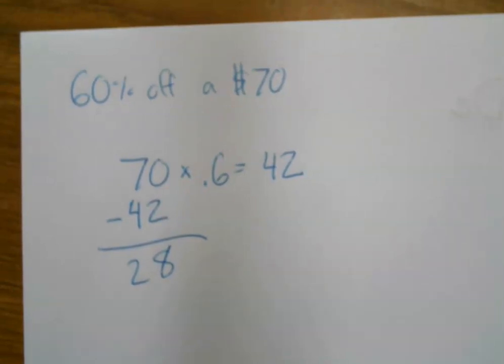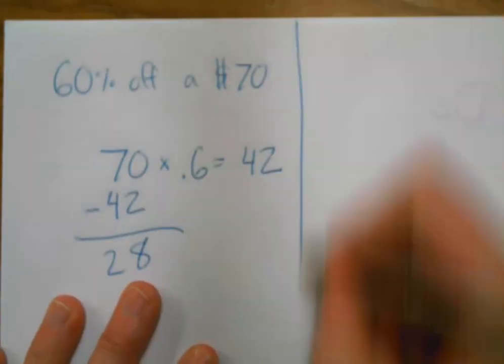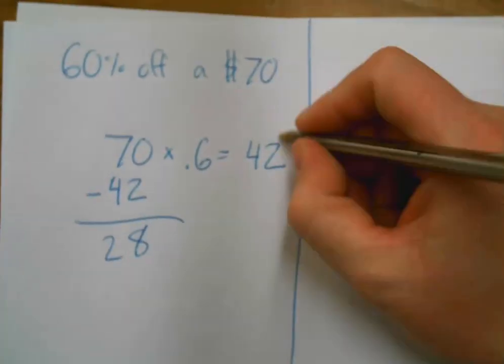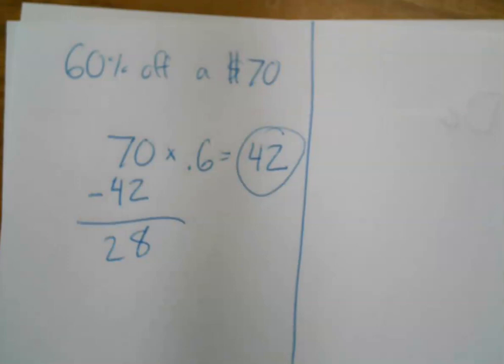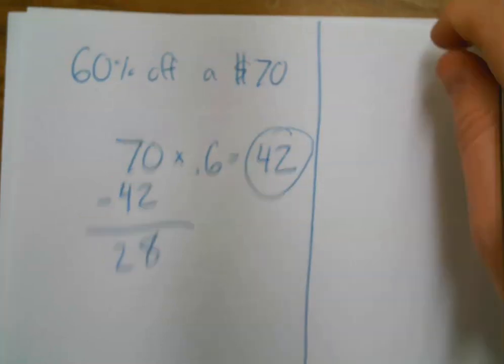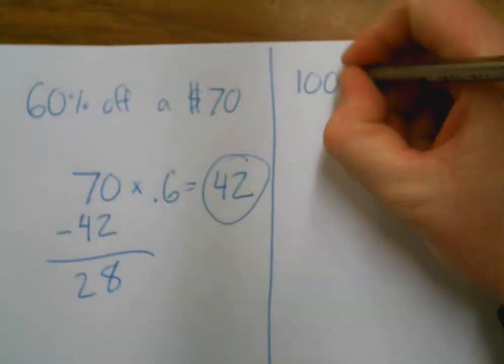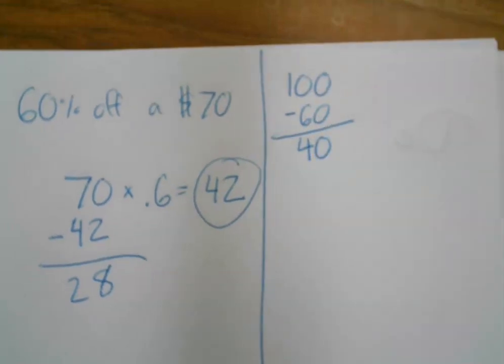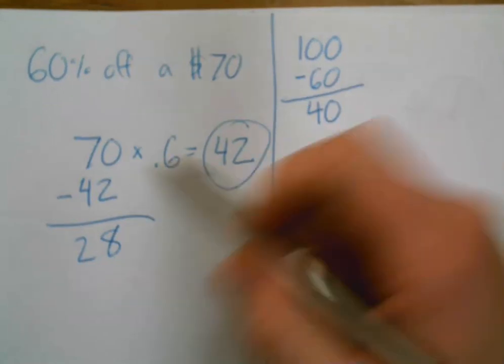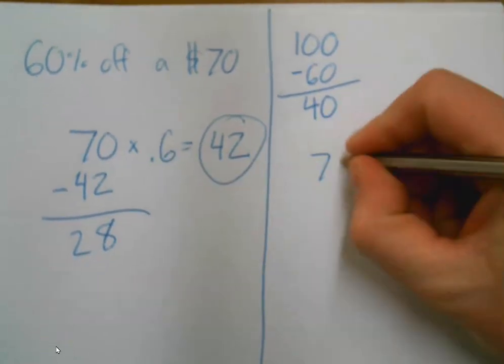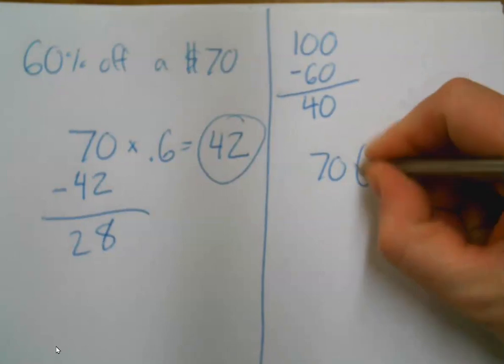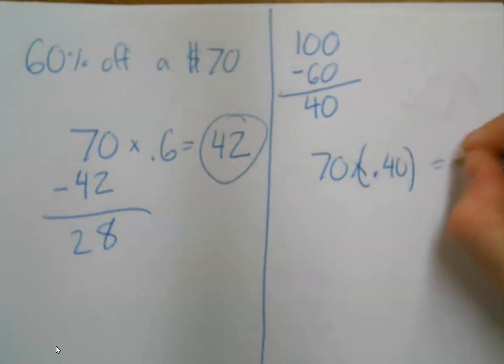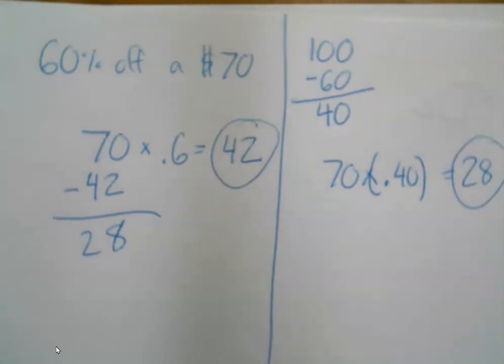The shortcut method: generally speaking, if you're at the store shopping, you don't actually care about how much you're saving. What you really care about is how much is this going to cost? What am I going to have to pay when I get up to the register? Well, if it's 60% off, then you are paying 40%. So instead of doing 70 times 0.6 and subtracting it, you could just say 70 times 0.40, and that gives you $28, and you're done.